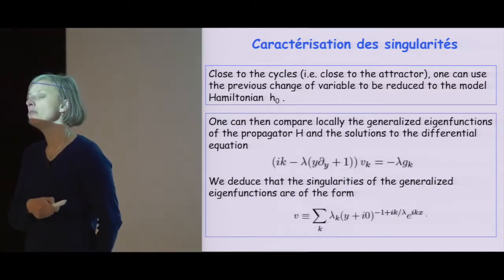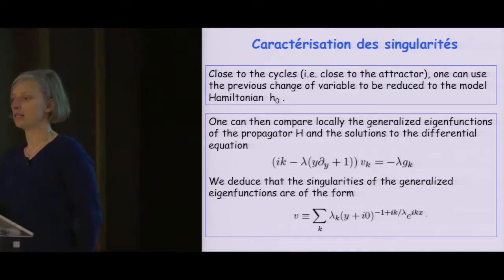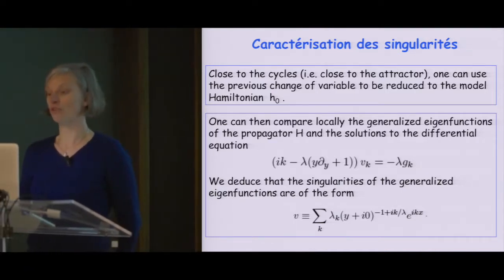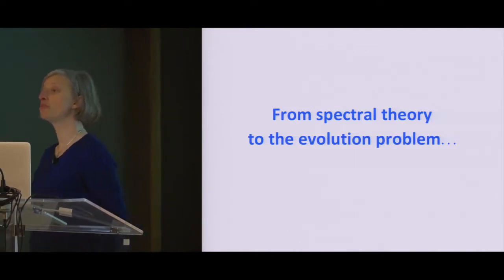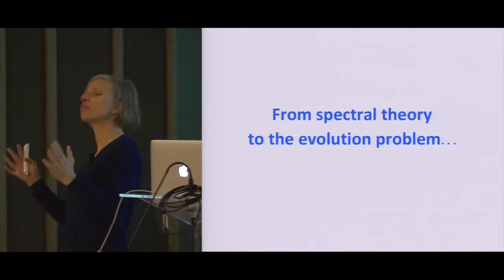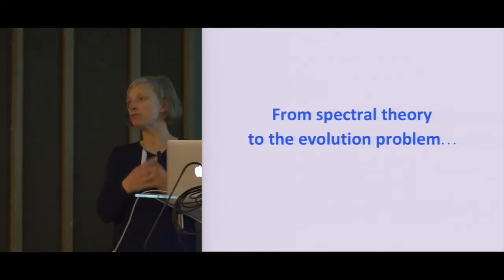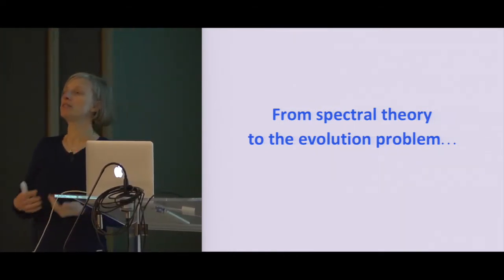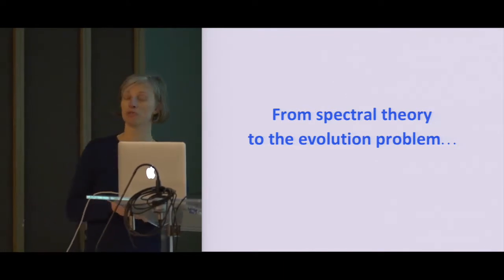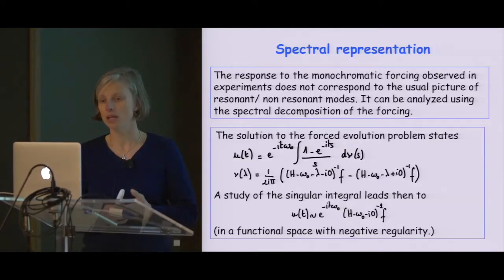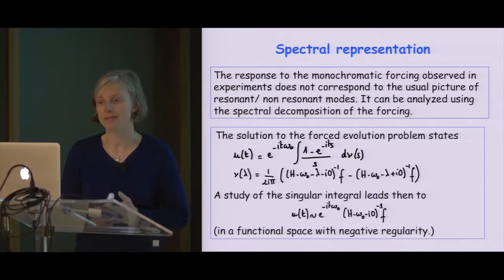Okay? So this means that, of course, because 1 over y is not in L2, these functions are not of finite energy, but still they are eigenfunctions for the problem. And in particular, this means that you have a spectral decomposition. Exactly as with the continuous Fourier transform, you will have a spectral decomposition. And now this means that you can study the evolution problem starting from the spectral decomposition. Okay.